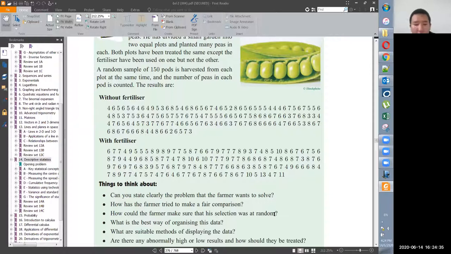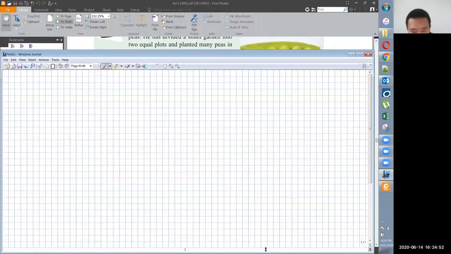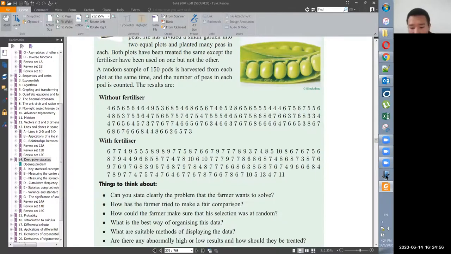By the way, I just read a news article from the Singapore Straits Times. Let me also share the news article with you. I don't need the article itself, but since we are talking about randomness, I just want you to appreciate the importance of randomness.